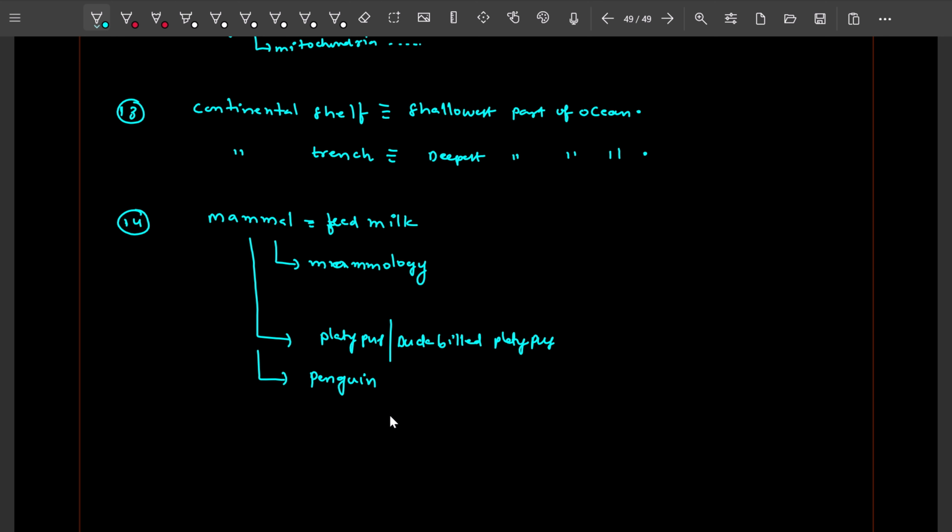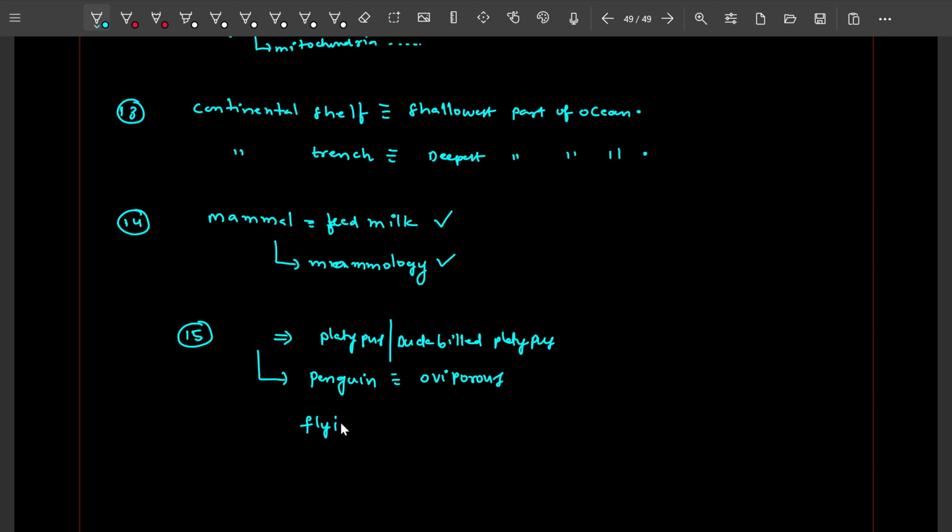So the following is not a mammal. Okay, this is not under this topic. These two are correct: mammals feed milk to their young ones, and the study of mammals is called mammalogy. This is a platypus, also called a duck-billed platypus. And the penguin is oviparous.